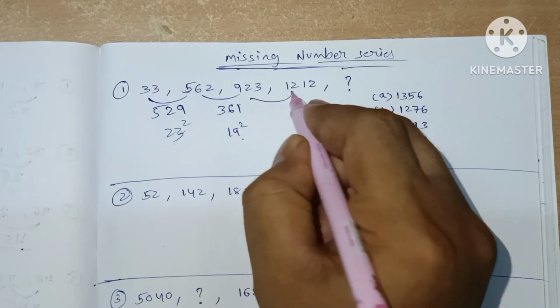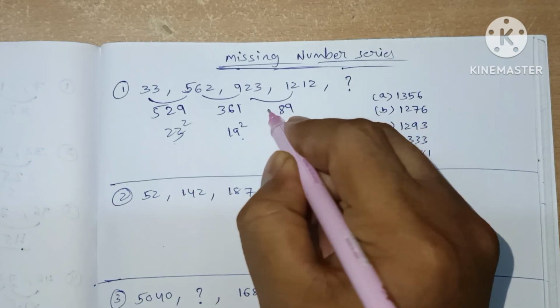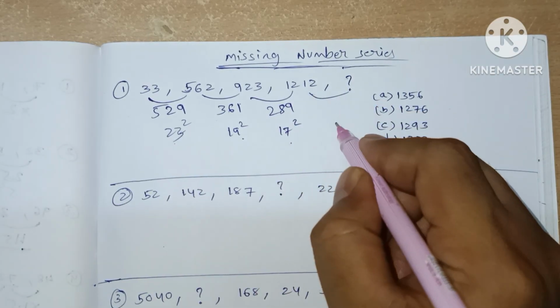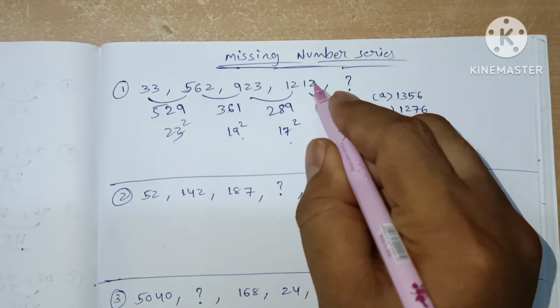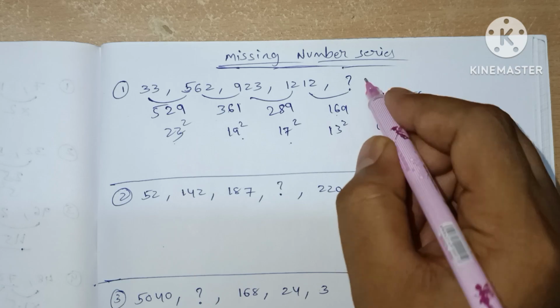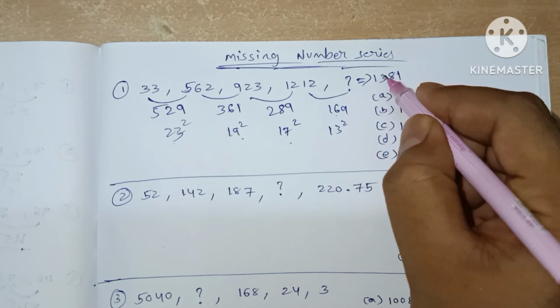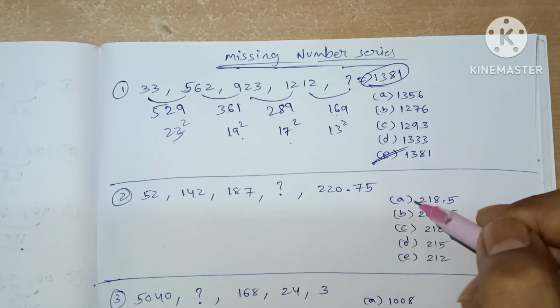These are prime numbers. Let's see next one. The difference between these two is 982, which is 17 square. So prime number square, the next square must be 13 square, 169. 1662 plus 169, which will be 1831. This is the answer. Option E is our answer.